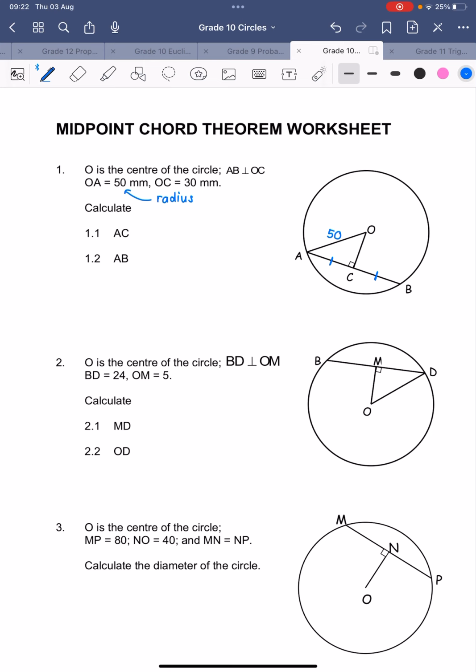Because remember, radii of the circle at any point on the circumference are always equal to each other. Okay, they are also telling us that OC is 30 millimeters. OC is this line over here. That line is 30. Now they want us to calculate AC. Now what can I use to calculate AC, guys? Pythagoras, right? We don't even need circle knowledge to find AC, guys. They told us that length, they told us that length. We know that this is a 90-degree angle, so we can use Pythagoras.